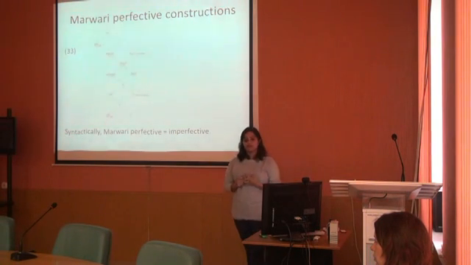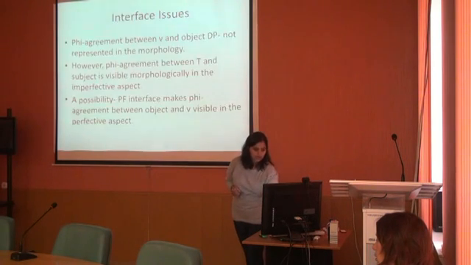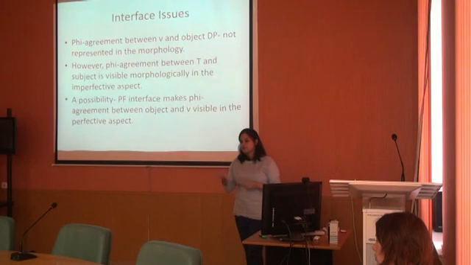I assume that maybe through a diachronic change, Marwari happened to have a phi complete little v. So there was no need for feature inheritance. The verb could always trigger agreement with the object DP and license an accusative case, and T would trigger agreement with the subject. So Marwari perfective is then equal to imperfective aspect. There is no difference between the two. However, we still find object agreement.